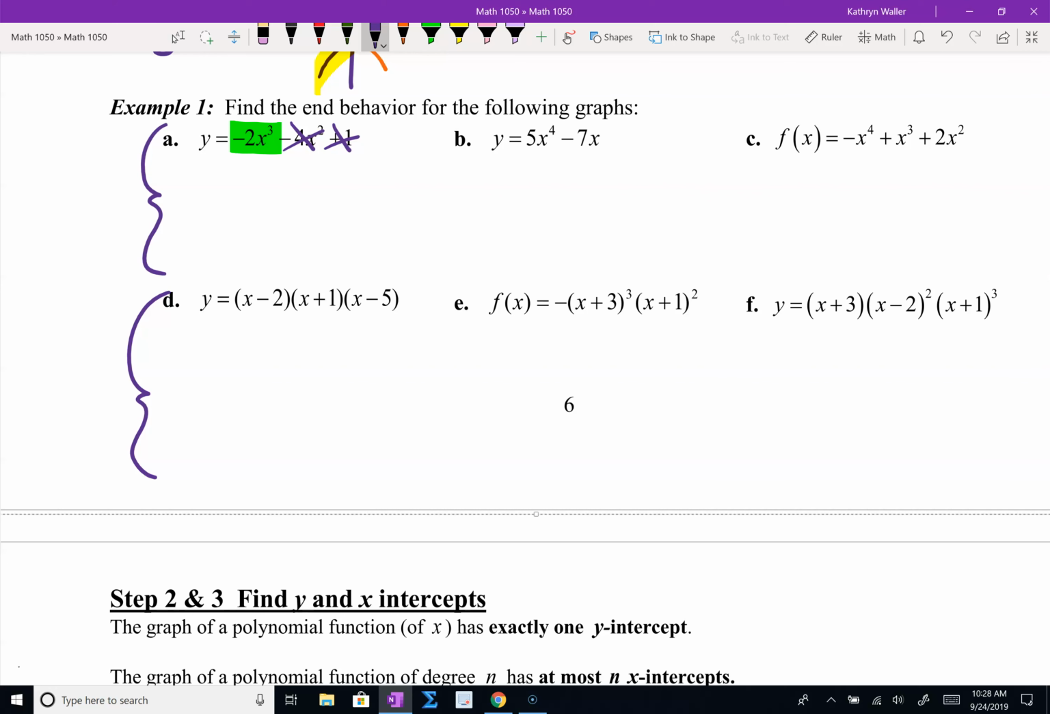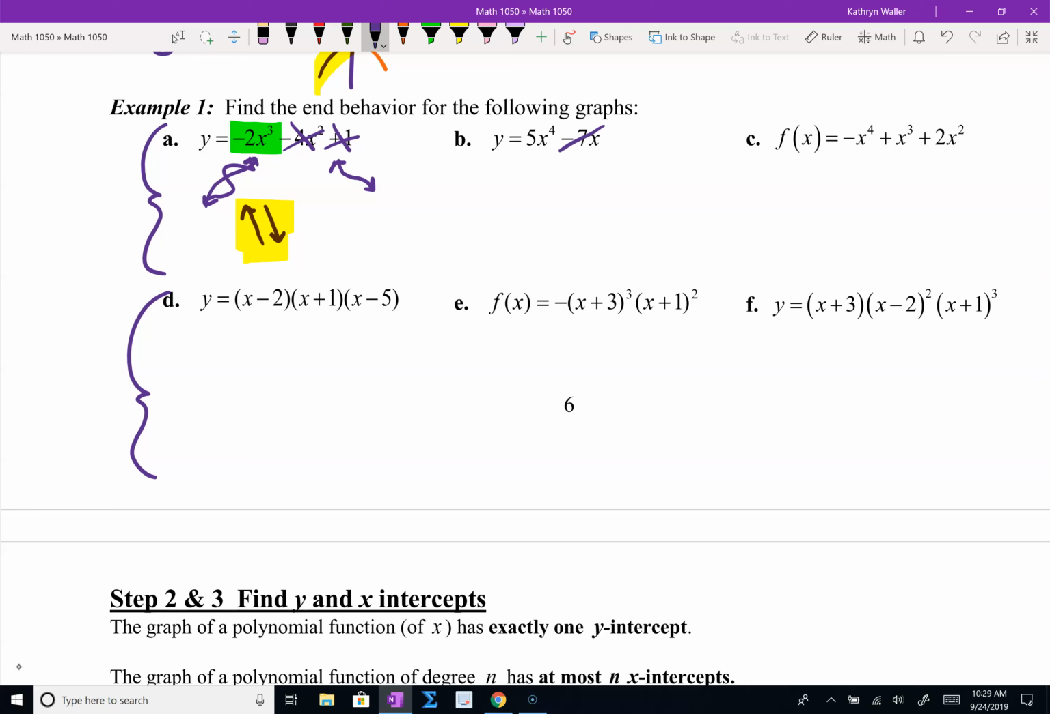So listen to what goes on in your head. You're like, okay, it's odd. Odd means it's going to take on the shape of a cubic, right? But do I have a reflection? Yes, I do. So it's actually going to flip it, and now it's going to go like that. So my end behavior is left up and right down, and I'm done. That's it.